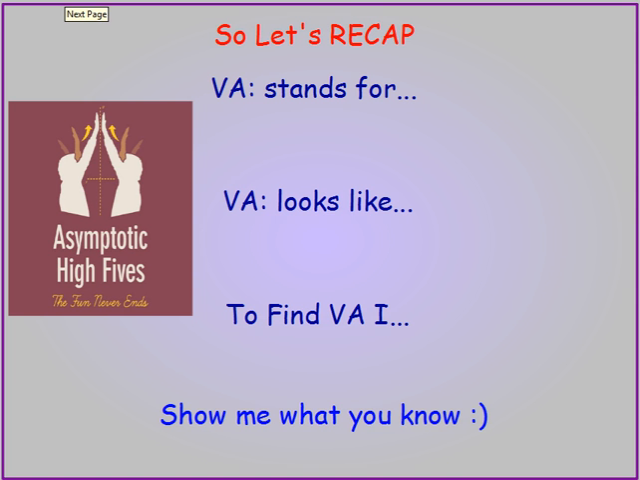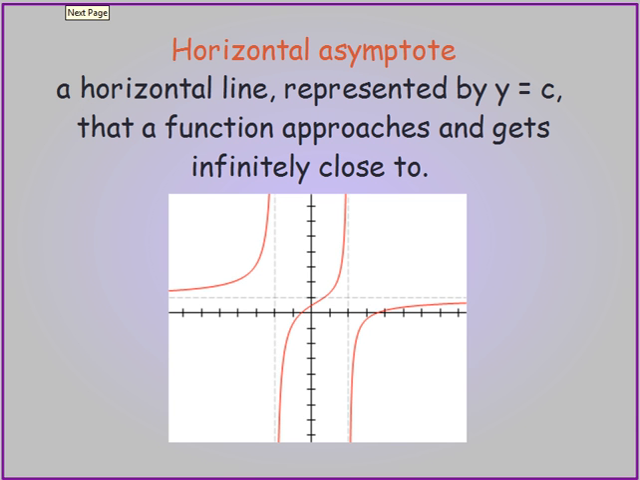So one more time. VA stands for what? What do they look like? Vertical lines, right? They're vertical dashed lines that I can't touch, correct? How do you find it? Factor, reduce, set the denominator equals 0. So we're good with vertical asymptotes? Good. Let's move on. Let's talk about horizontal asymptotes.